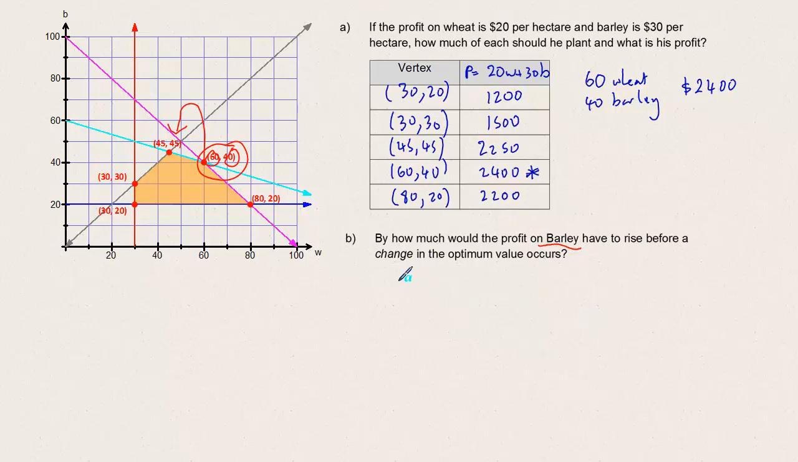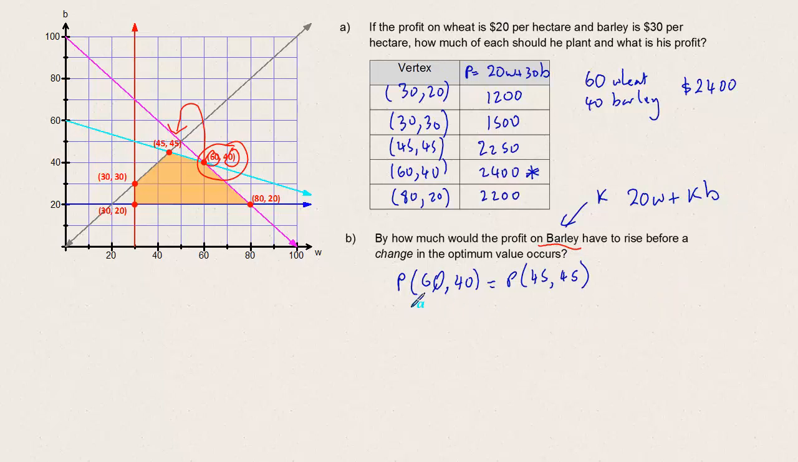So what we're after is when the profit on 60/40 is equal to the profit on 45/45 under the new conditions. Now we don't know what the new profit on barley would be. So let's just call it something like K. Wheat hasn't changed, so our profit is now 20W plus KB.